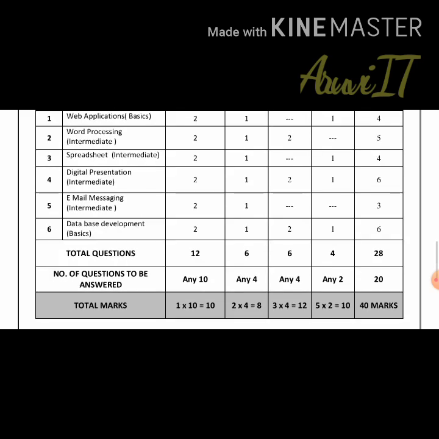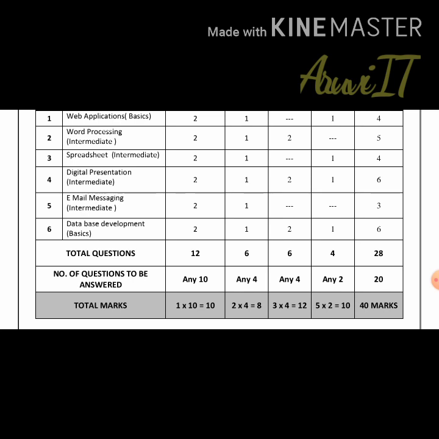So totally how many questions we will have: 12 1 mark questions, 6 2 mark questions, 6 3 mark questions, and then 4 5 mark questions. So totally 28 questions. In that, how many questions do we have to answer? In the 12, we have to write any 10. In the 6 2 mark questions, we have to write any 4. In the 6 3 mark questions, we have to write any 4. In the 4 5 mark questions, we have to write any 2 questions. So totally we have to answer 20 questions only.